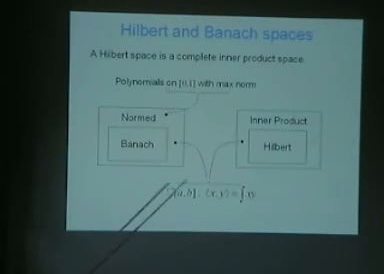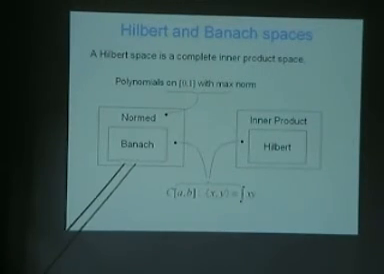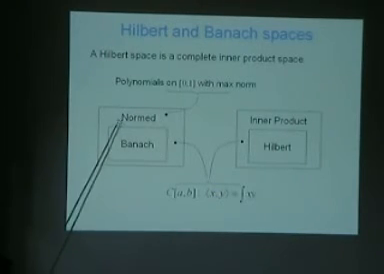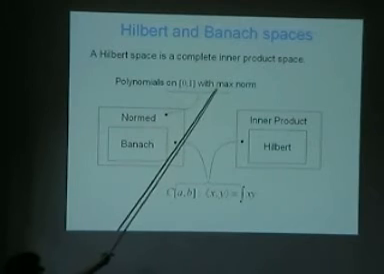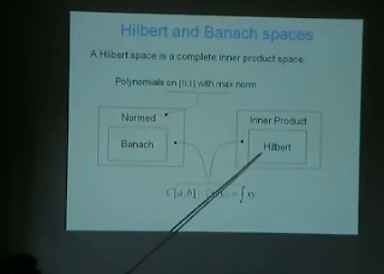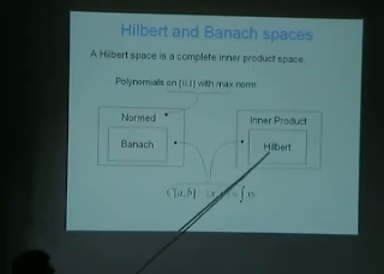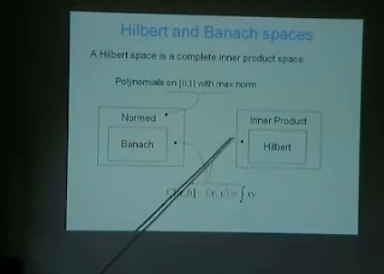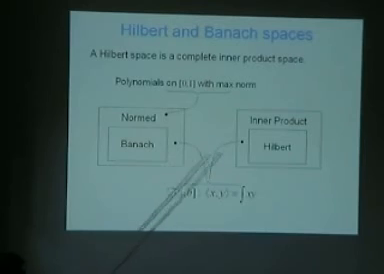So we can draw this little picture. By the end, I'll have a picture of all possible cases you can imagine. Polynomials on 0 to 1 with the max norm: I showed you it's not a complete space, but it is a normed space. All Banach spaces are normed spaces, and all Hilbert spaces are inner product spaces. They're a subset, actually. Also, for continuous functions with the L2 norm, it is not a Hilbert space, and it's also not a Banach space. So there's a strange place: spaces that have inner products that are not complete.